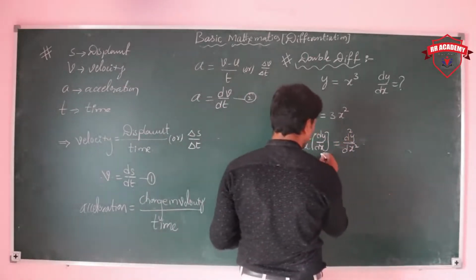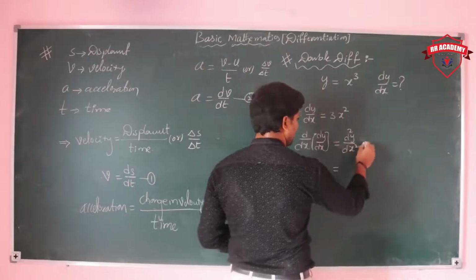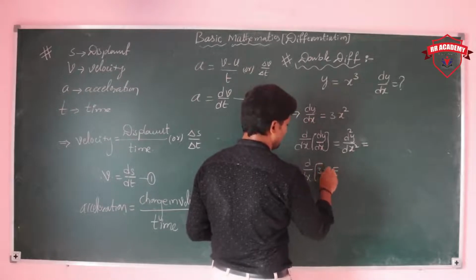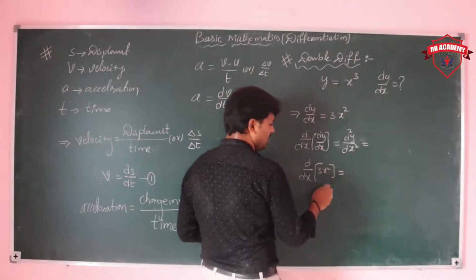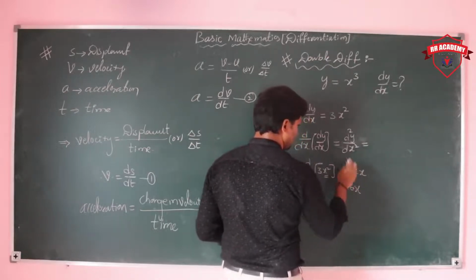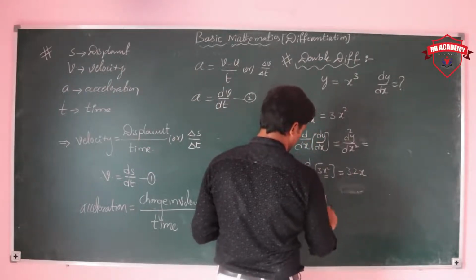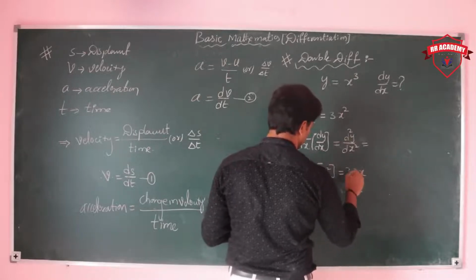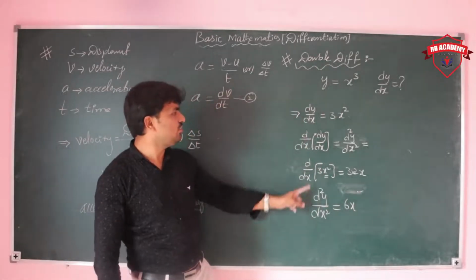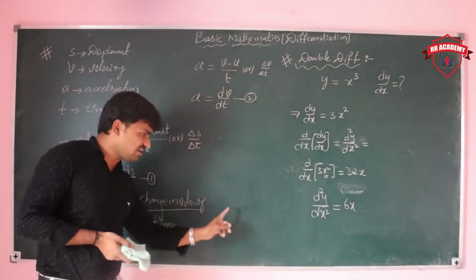For second order differentiation, again you have to differentiate the given function. What is the given function? Simply we take d by dx of 3x square. 3 into x square differentiates to 2x, so the value is 6x. So d square y upon dx square is equal to 6x. So this is the double differentiation. The double differentiation we can apply to acceleration also.